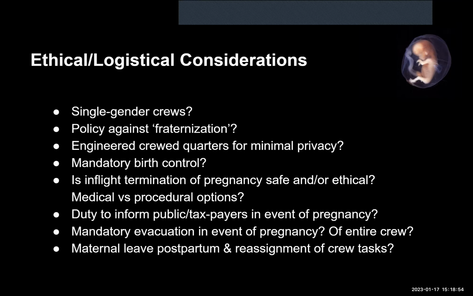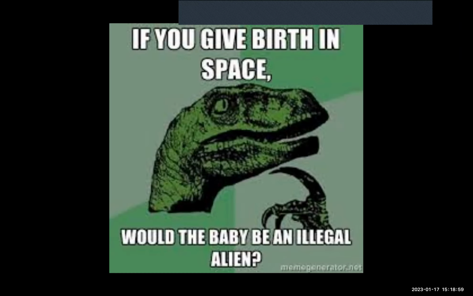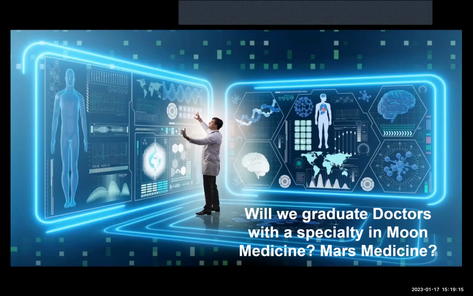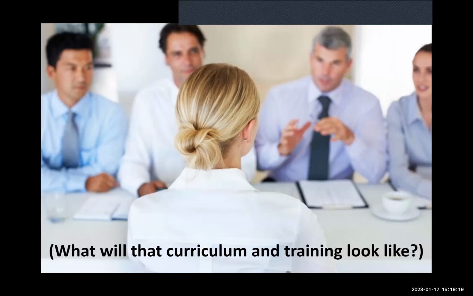And then we can also ask silly questions, like if you give birth in space, would the baby be an illegal alien? So as we wrap up here, other questions is how do we maintain the standard of care? Do we evolve from a World Health Organization to a galactic health organization, and how do we enforce that governance on other planets? Do we need to graduate doctors with a specialty in lunar medicine, Martian medicine? What will that curriculum look like? And because we're a resilient species, once we reach Mars, where do we go to next?